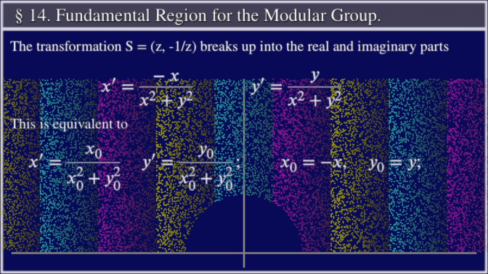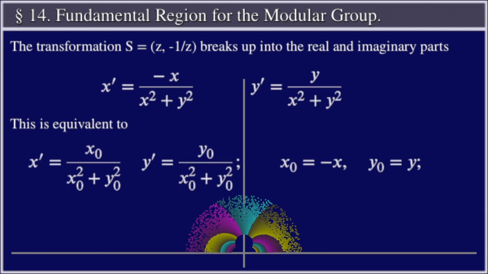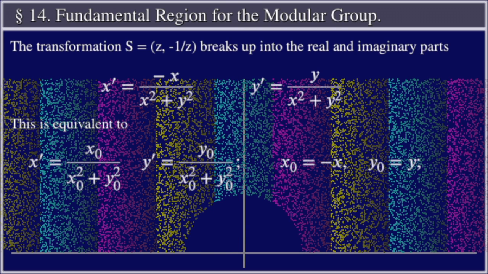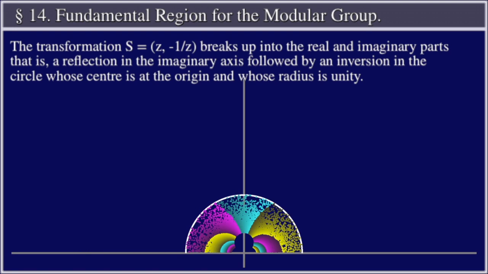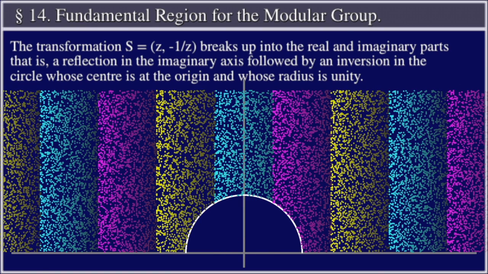This is equivalent to x prime equal to x0 divided by x0 squared plus y0 squared, and y prime is equal to y0 divided by x0 squared plus y0 squared, and x0 is equal to negative x, y0 equal to y. That is a reflection in the imaginary axis, followed by inversion in the circle whose center is at the origin and whose radius is unity.